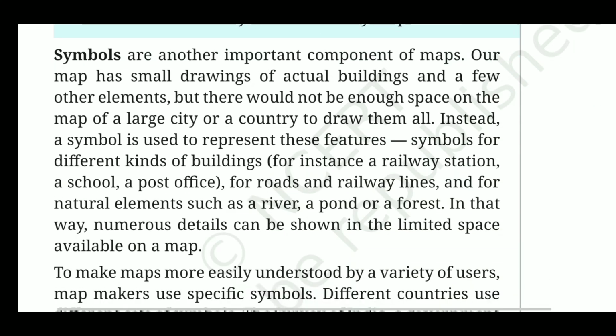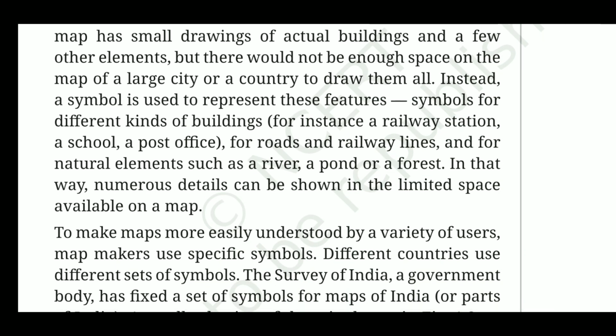Symbols are another important component of maps. Our map has small drawings of actual buildings and a few other elements, but there would not be enough space on the map of a large city or a country to draw them all. Instead, a symbol is used to represent these features. Symbols for different kinds of buildings, for instance, a railway station, a school, a post office. For roads and railway lines, and for natural elements such as a river, a pond, or a forest. In that way, numerous details can be shown in the limited space available on a map.